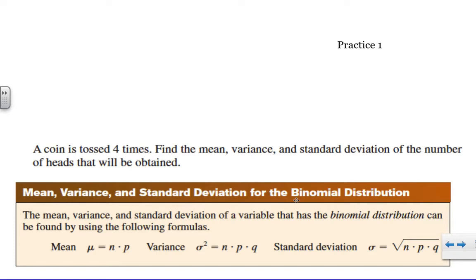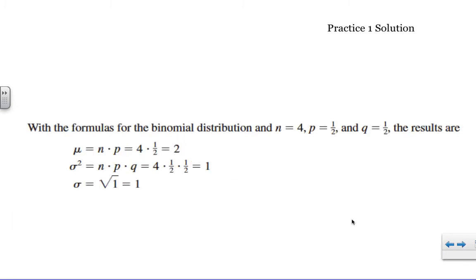So you need to actually find the distribution, not too hard, right? So my n is how many times I'm tossing the coin. My p is the probability of success, and my q is the probability of failure. So you should be able to figure that out. Okay, and here are your answers.